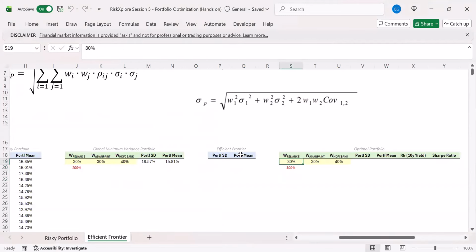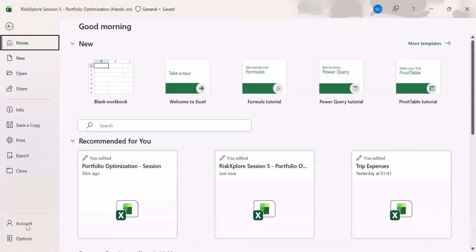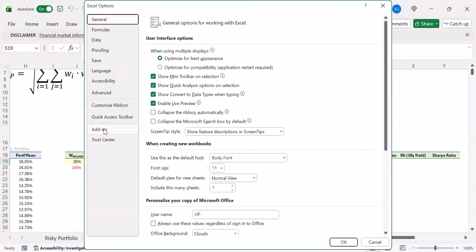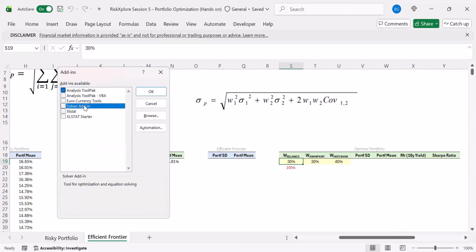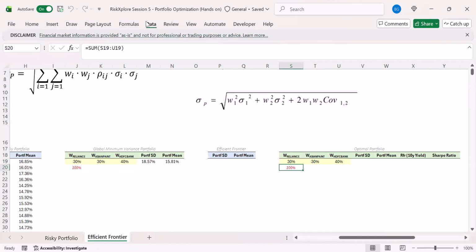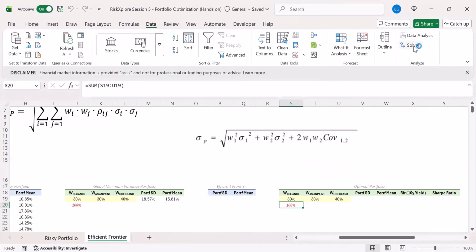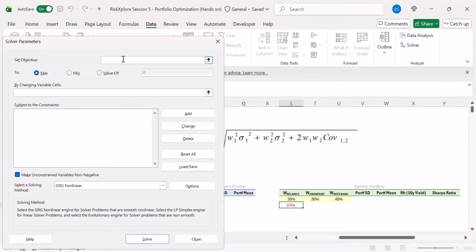And in case you don't have Solver, what you can do is go to File, Options, Add-ins, go down and select Excel Add-ins here, click on Go, and from here pick the Solver add-in option, click on OK, and once you do that, you will have Solver enabled here. Click on Solver.